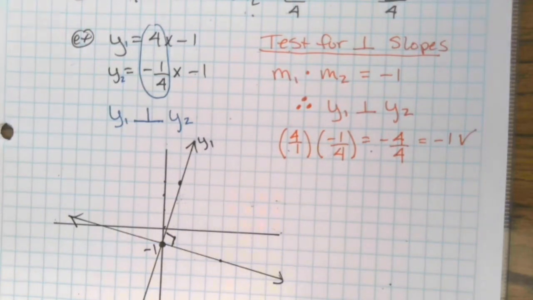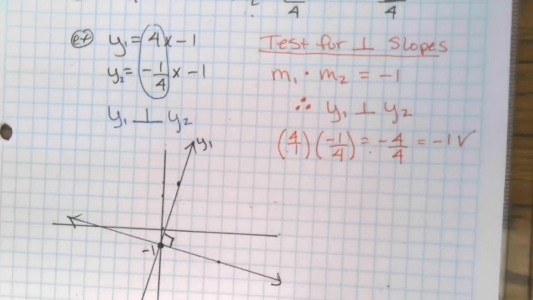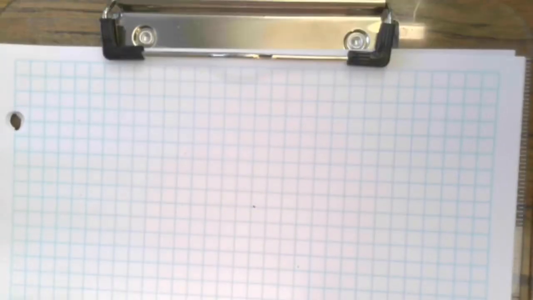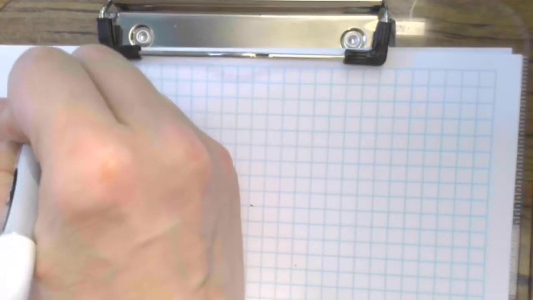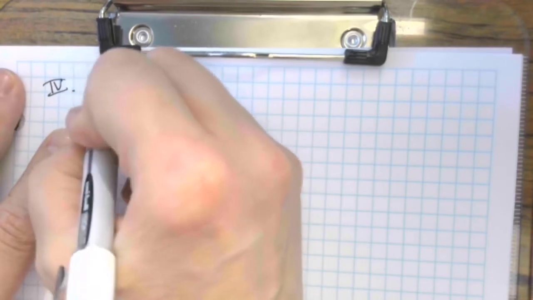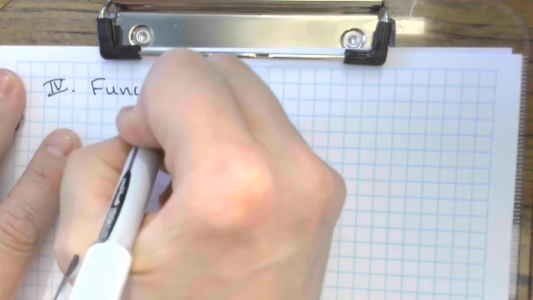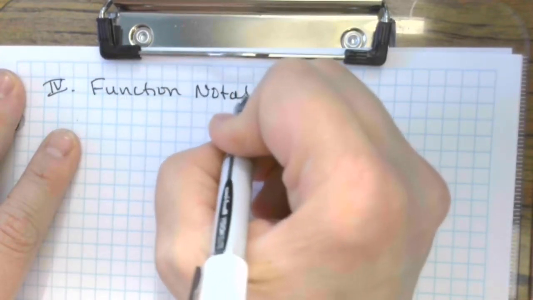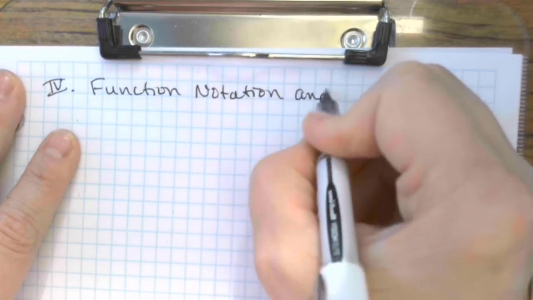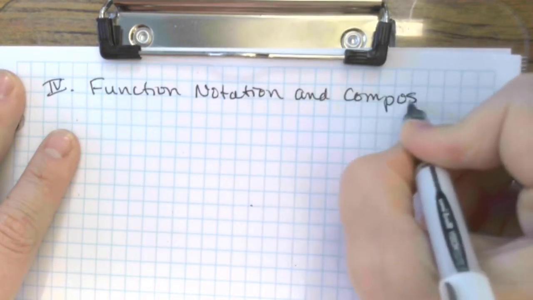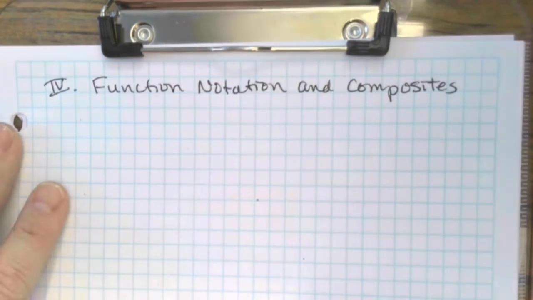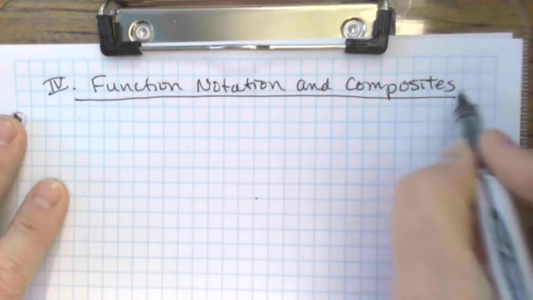All right, so we're going to move on to function notation and composites. We did a little bit with function notation on the last set of notes. So now we're going to talk about composites. So this is Roman numeral 4. Function notation and composites.